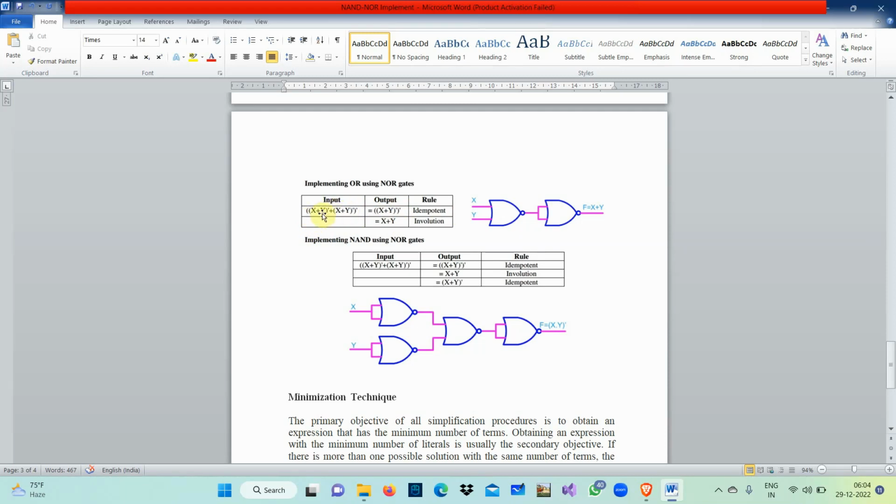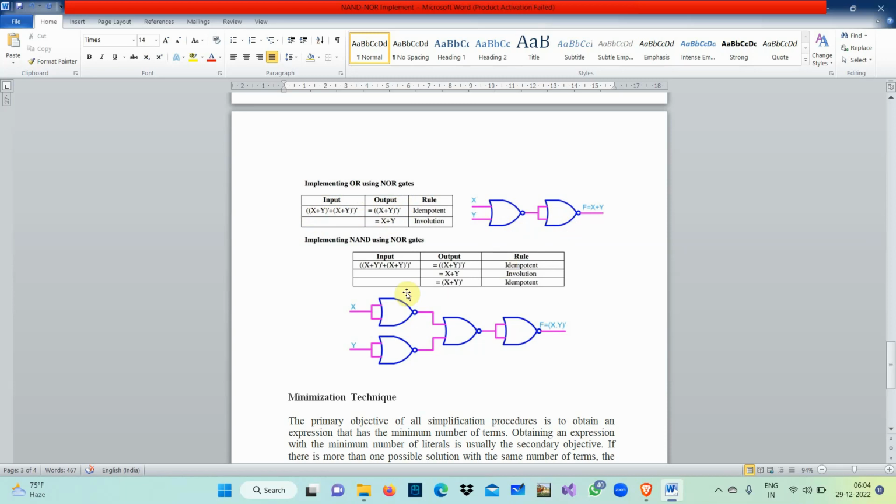So now this becomes equivalent to ((x + y)' and (x + y)')'. This is the idempotent rule. Now the transpose of the transpose becomes again x + y. That means the OR gate is implemented using the NOR gate, because the inputs are x and y and the final output is x + y.